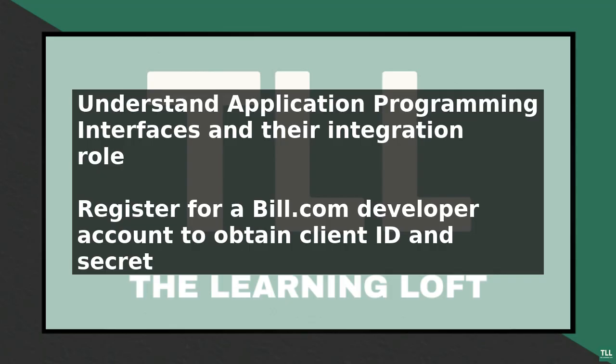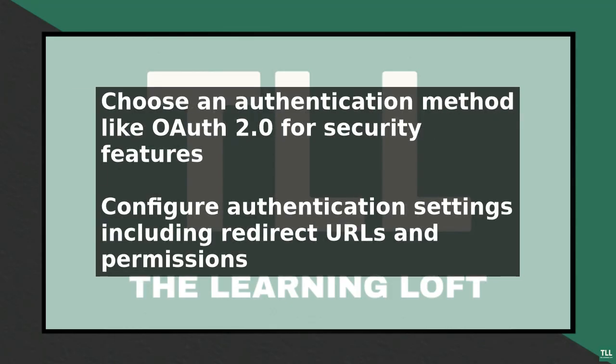First, register for a Bill.com developer account to obtain a client ID and client secret, which are necessary for authentication. Familiarize yourself with the API documentation, including available endpoints, request methods, and data formats such as JSON.